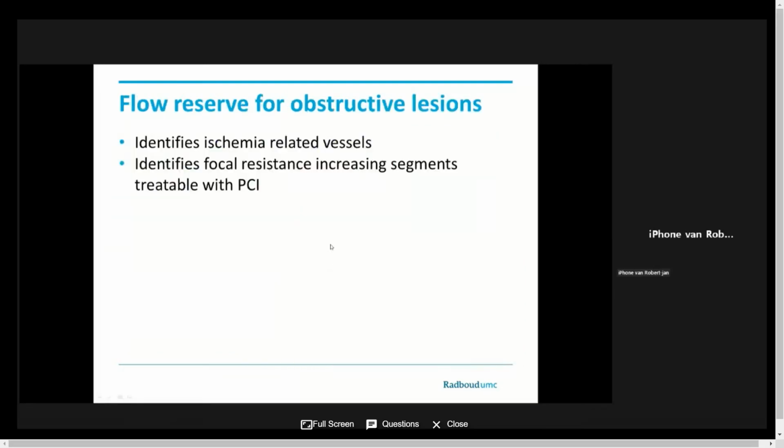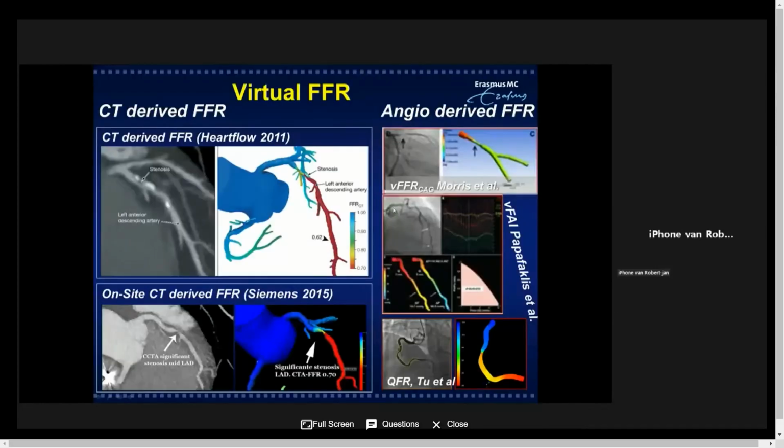Let me look at the time. A few more minutes, then I think we can look at flow reserve for obstructive lesions. A bit back to anatomy, based on angiography, so it can be on CT angiography and on angiography.